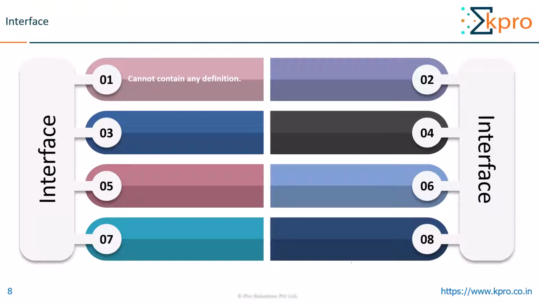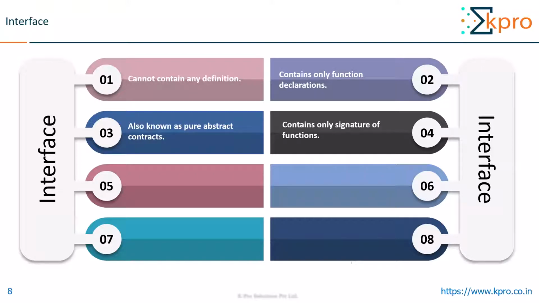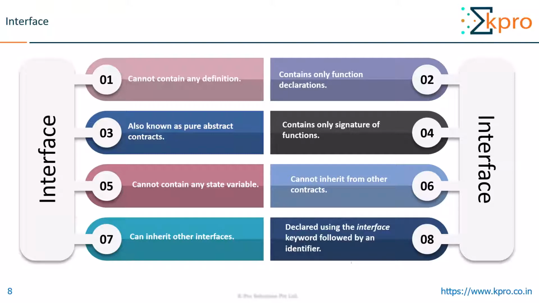Next let us talk about interface. So interface does not contain any definition. It contains only function declarations. So these interfaces are also known as pure abstract contracts. So the interface contains only the signature of the functions. Interfaces cannot contain any state variable. They cannot inherit from other contracts, but can inherit from other interfaces. And it is declared using the interface keyword followed by an identifier.